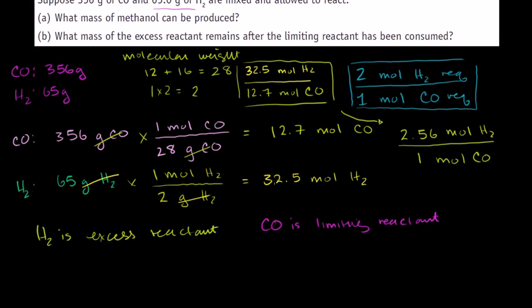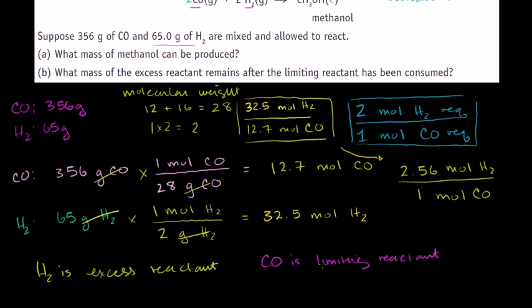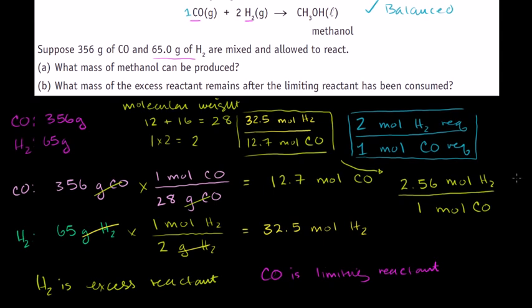Now, given that hydrogen is the excess reactant, let's see how we can use the stoichiometric ratios to figure out how much methanol is going to be produced. It's all going to be limited by our carbon monoxide. Carbon monoxide is the limiting reactant. We have more than enough hydrogen. So how much carbon monoxide do we have? We already figured it out. We have 12.7 moles of carbon monoxide.